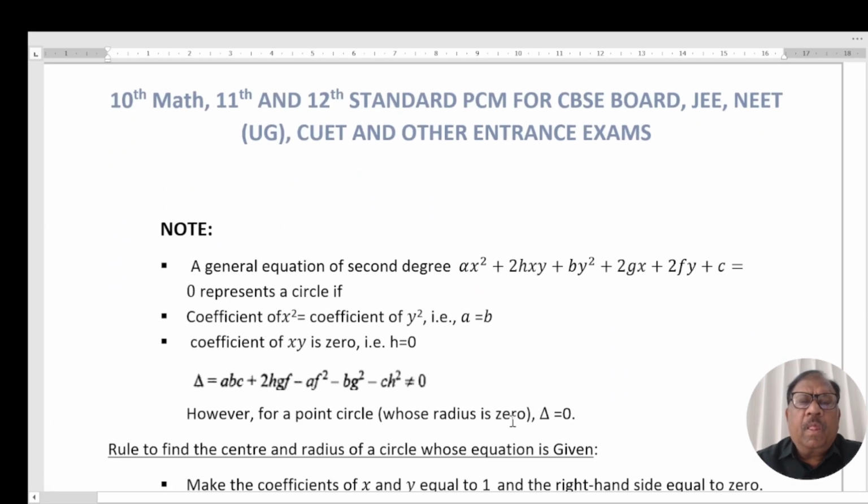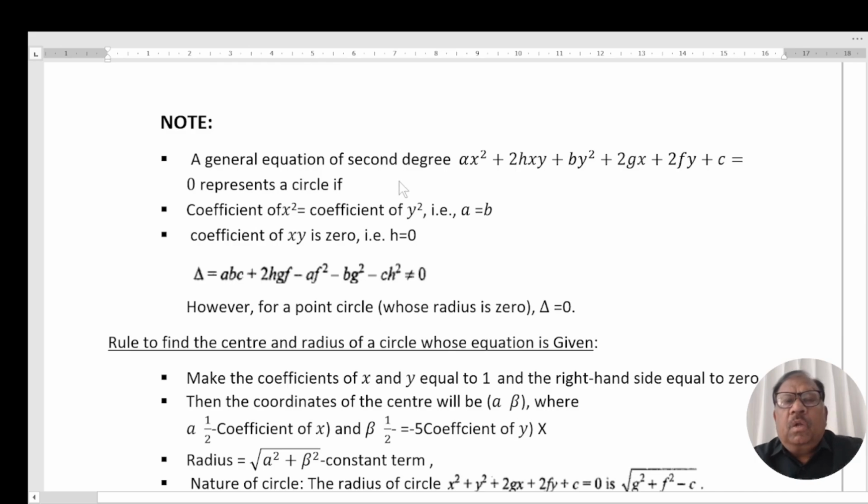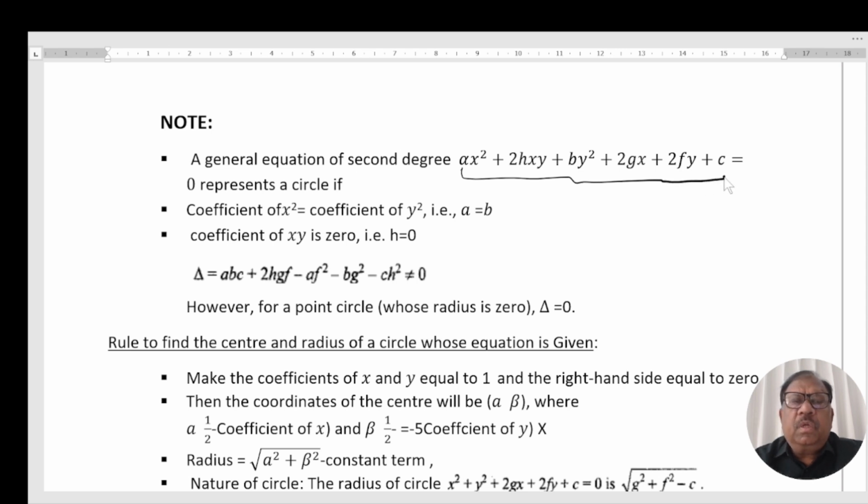Right? Further, the general second degree equation ax square plus 2hxy plus by square plus 2gx plus 2fy plus c equal to 0 represents a circle if coefficient of x square equal to coefficient of y square, coefficient of xy equal to 0, and delta is not equal to 0, where delta is abc plus twice fgh minus af square minus bg square minus ch square. However, for a point circle whose radius is 0, delta equal to 0, right?